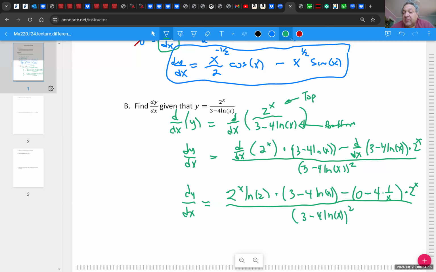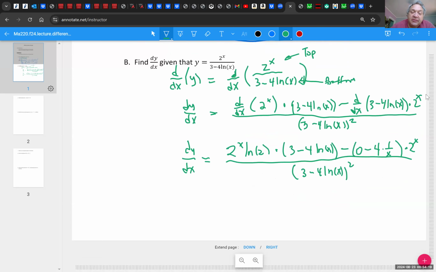All right, all I'll do is clean this up a little bit, and then I'll have my answer for the derivative of the function in part B. So not much I can do here. I don't really want to distribute. That's very seldom going to help. I guess it does sometimes.